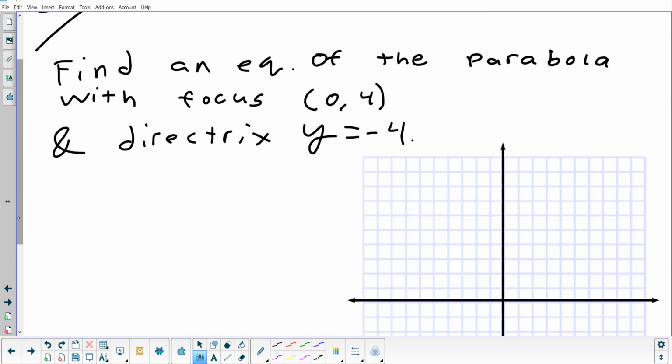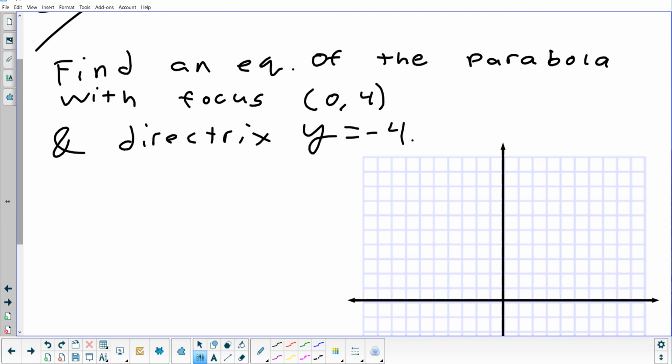All right, so now we're going to come up with the equation. Find an equation of a parabola with the focus 0, 4, and the directrix at y equals negative 4. Now, technically, you can't assume the vertex is at the origin, but you have enough information there to figure out where the vertex is. Where is the vertex in relation to these two things? In the middle. Always right in the middle of them.